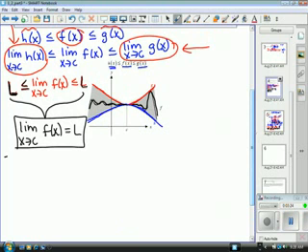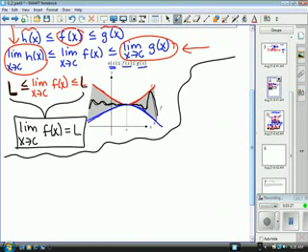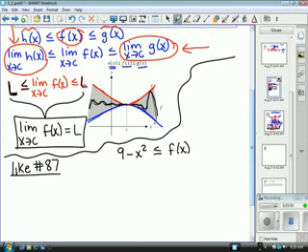Now, what would a homework problem look like then? Well, for right now, the homework problems that y'all have had will look something like this. Here's one that's like number 87. They're going to tell you that 9 minus x squared is less than f of x, which is less than 9 plus x squared. And they're going to ask you to do the limit as x approaches 0 of your function.